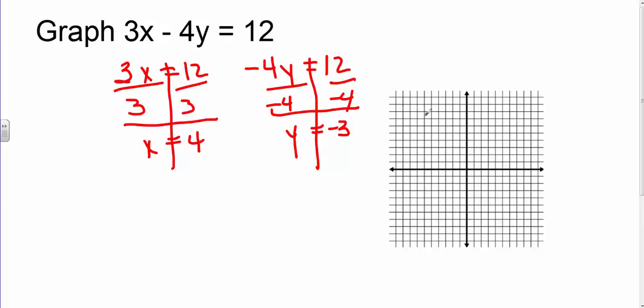We come over here to graph and we go x equals 4. 1, 2, 3, 4. And y equals negative 3. 1, 2, 3. And we draw our line. And you've graphed 3x minus 4y equals 12.